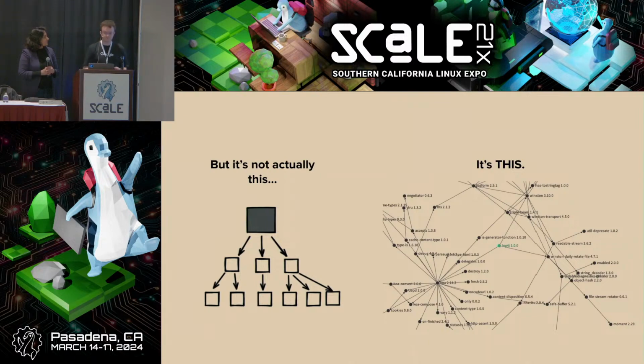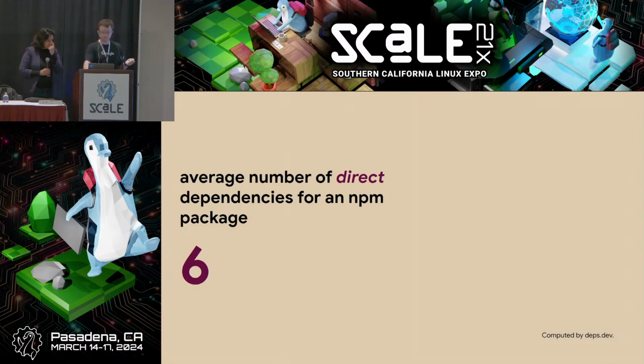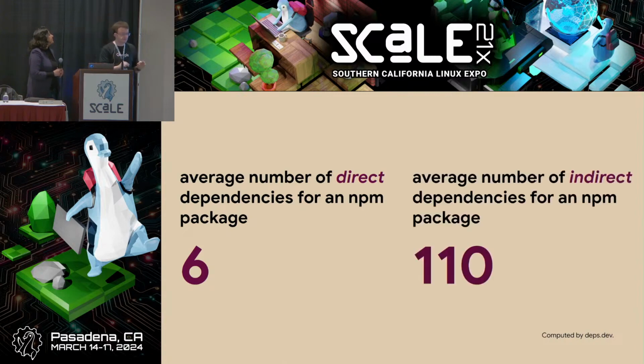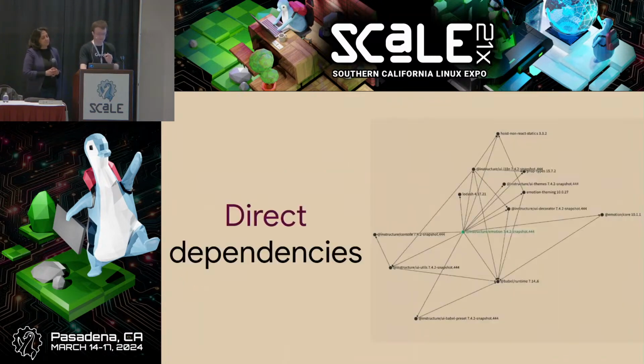So here you can see again a tiny little teal dot in the center, and that's our package, shall we say, and the lines point to all the other packages it depends on for some functionality. And these graphs, they might be bigger than you think. For example, the average NPM JavaScript package has around 6 direct dependencies, but 110 indirect dependencies. In graph form, that can look something like this, right?